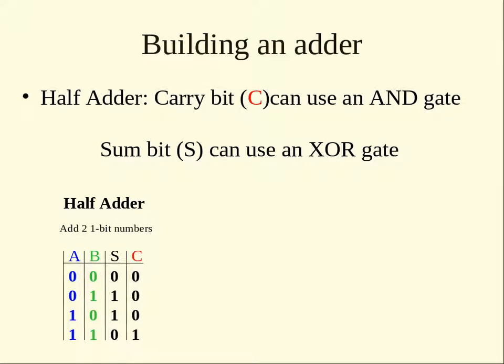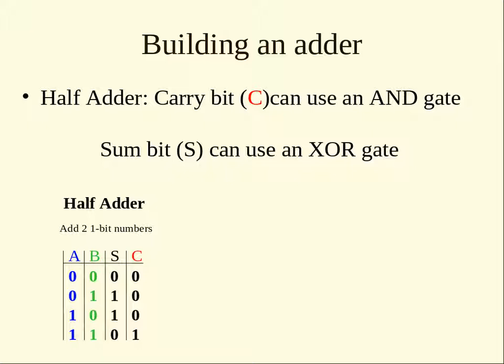So we want to build an adder, and we're going to call it a half adder. It'll make sense why it's called a half adder once we get to the full adder. But you have A and B, which are your two inputs, and S is the sum and C is the carry bit. Okay, you need to carry something afterwards.